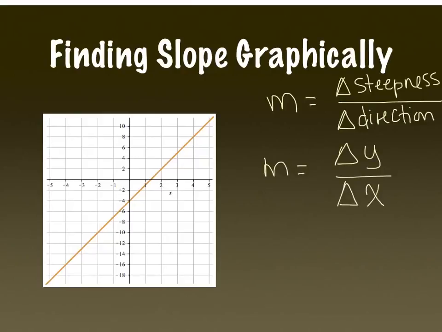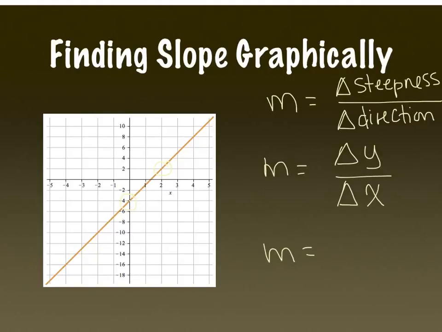So what I can do graphically is just find 2 points that I can read very easily. The first point I'm going to use is (0, -4). The second point I'm going to use is (2, 2). I'm just going to count how far it took me to go from the first point to the second point, from left to right.